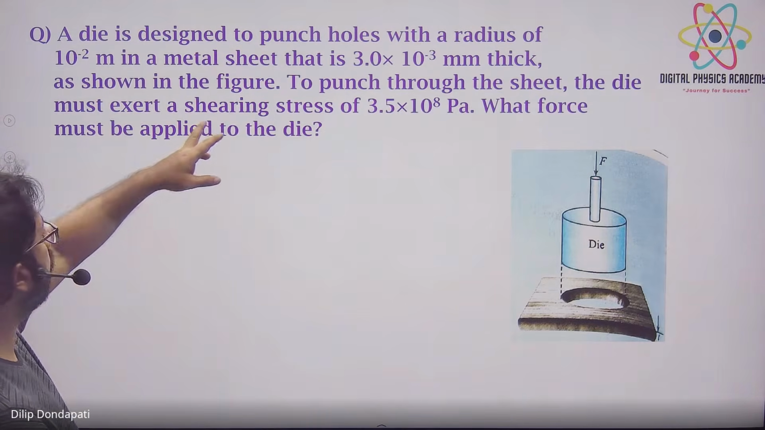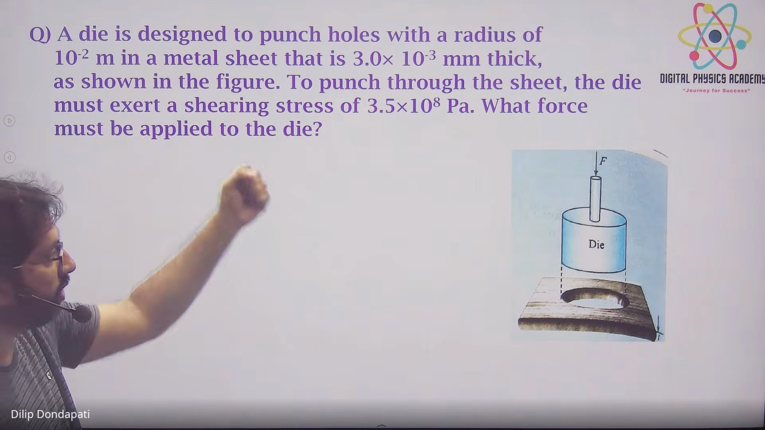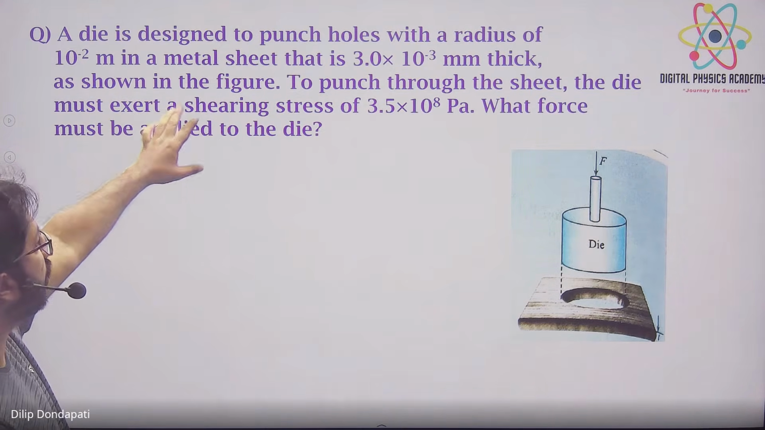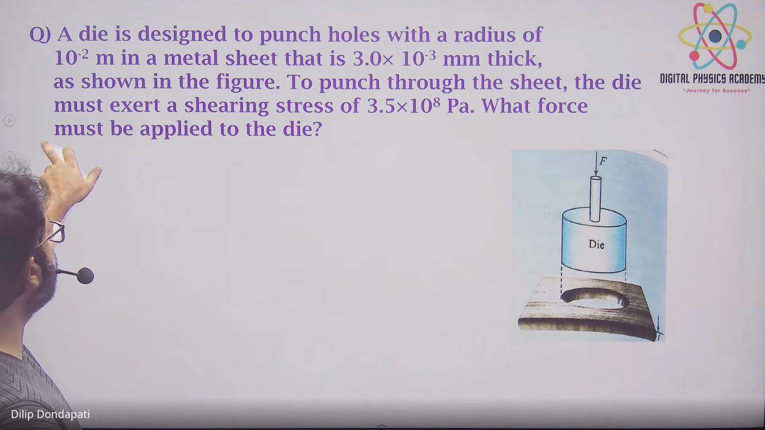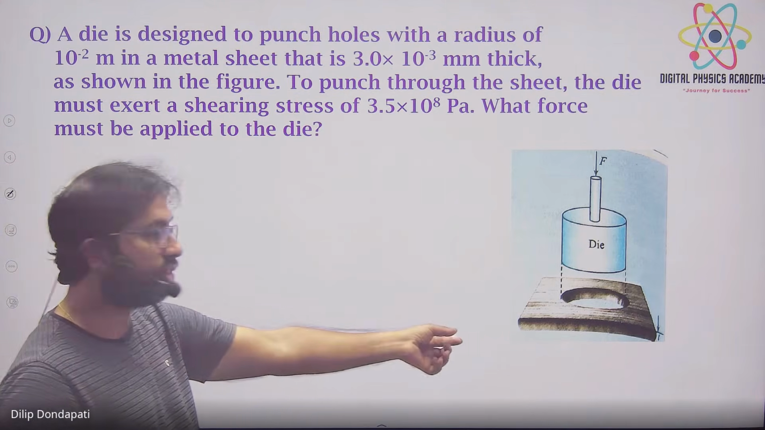Because they told to punch the sheet, to punch the sheet the die must exert a shearing stress of this much. What force must be applied to the die? The whole sheet has to come out, right? Oh, understood.